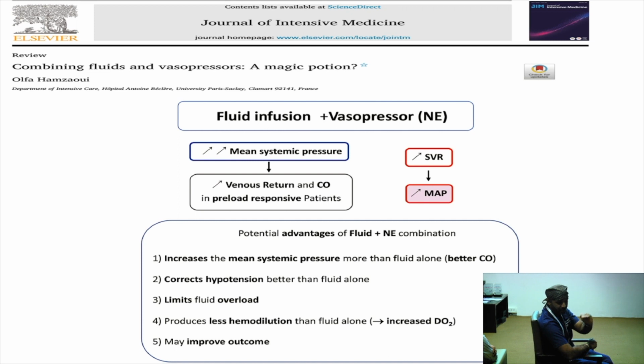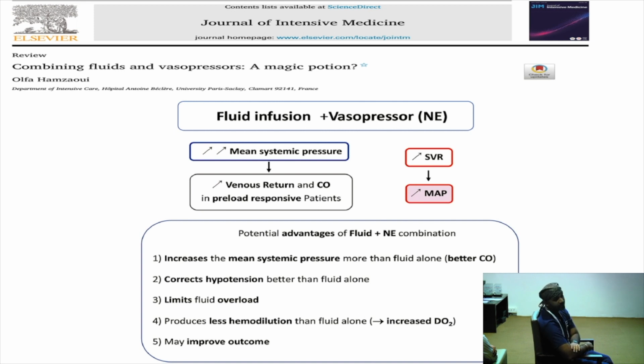You know the hypotension duration, prolonged hypotension and prolonged organ injury is going to be more detrimental. So you have to correct the hypotension sooner. It limits the fluid overload. Less hemodilution. I told you oxygen delivery is important. Arterial oxygen content is one of the important determinant factors. So if you dilute the blood with fluids, your oxygen delivery will be lesser.